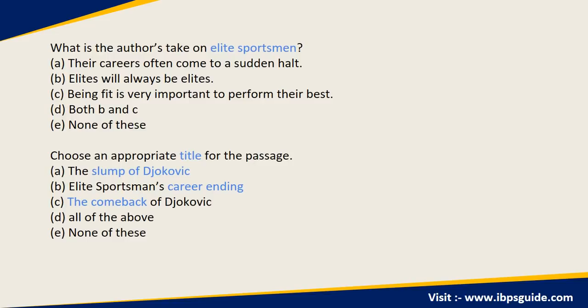A, the slump of Djokovic, so his struggles. C is the comeback of Djokovic, how he came back and he performed really well. So the whole essay, do you think that it is focused more on his struggles, or more on how he overcame those struggles, right? When you look at it this way, the whole passage is actually very positive. They do mention what kind of struggles he faced, but it's on a very positive note. They're talking about how he overcame those struggles and he did really, really well in this year's Wimbledon match. So option C, the comeback of Djokovic, is the most appropriate title for this passage.